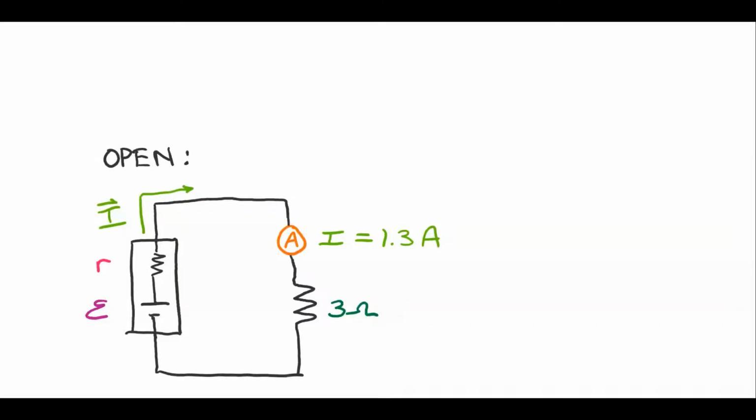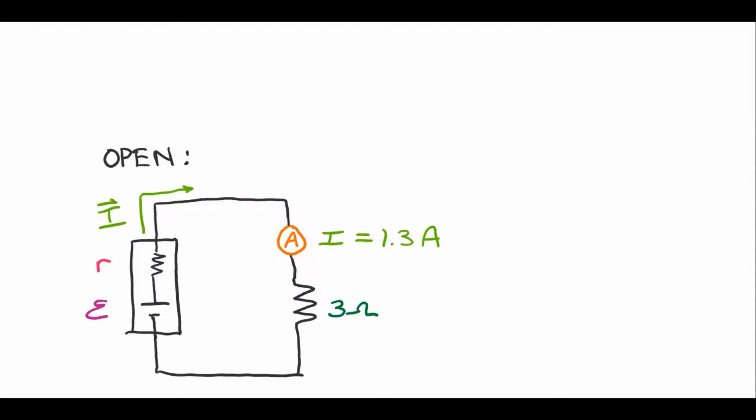This is what the circuit looks like when the switch is open. Only the 3 ohm resistor and the little r resistor are still important to understanding the circuit. Now we're given that the ammeter records a current value of 1.3 amps in the open configuration. That means that 1.3 amps goes through the 3 ohm resistor. Now, eventually we want to find out what the EMF and little r values are in the circuit. How do we start to figure that out?